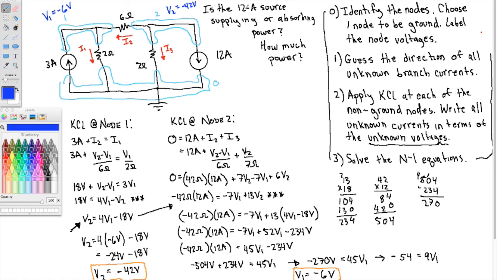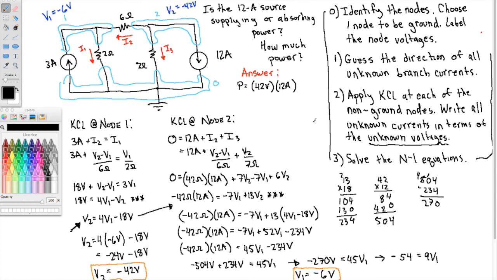Okay, but remember that question? Is the 12 amp source supplying or absorbing power? Okay, we'll write answer. Well, take a look at the voltage across the 12 amp source. The voltage across it, well, this is 0. This is minus 42. So the voltage across is 42 volts. Remember, power equals V times I. That only gives us the magnitude of the power. We've got a difference of 42 volts and a current of 12 amps.